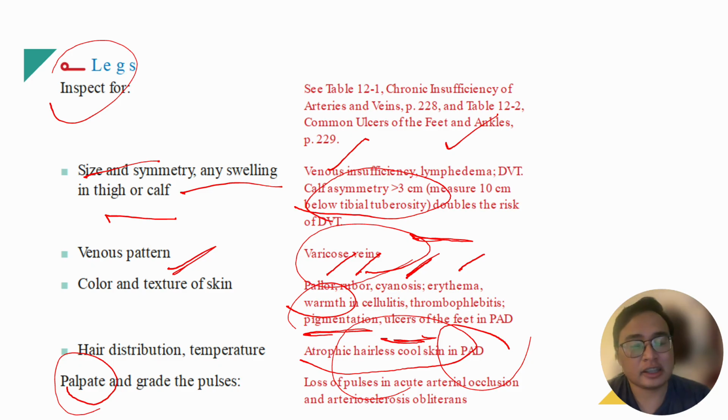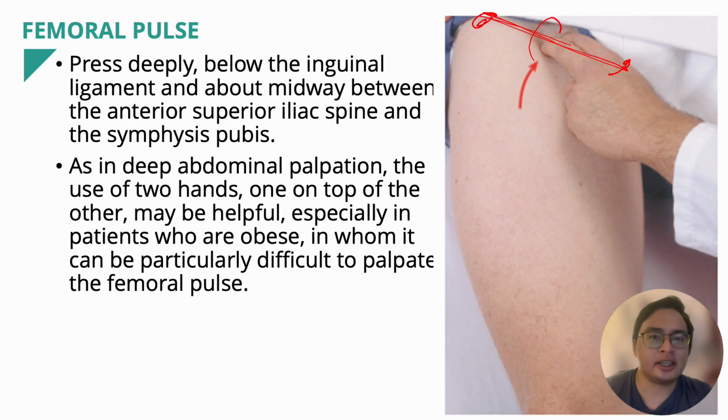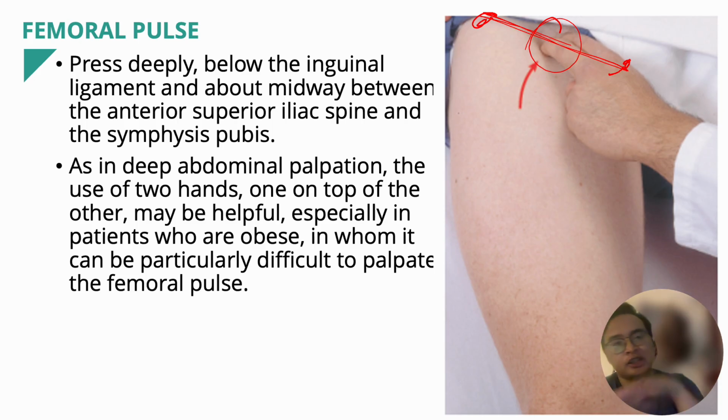Pulses may be lost in certain arterial conditions. So what are the pulses that you need to palpate? First is the femoral pulse. You palpate for it midway between the anterior superior iliac spine or axis, which is located here, and the symphysis pubis. So you press midway here. What if your patient is obese and it's difficult to palpate the femoral pulse? Then you could use two hands like this, one on top of the other, just like in deep abdominal palpation.